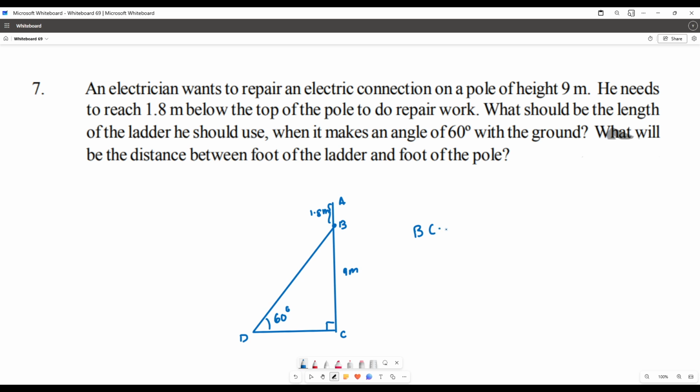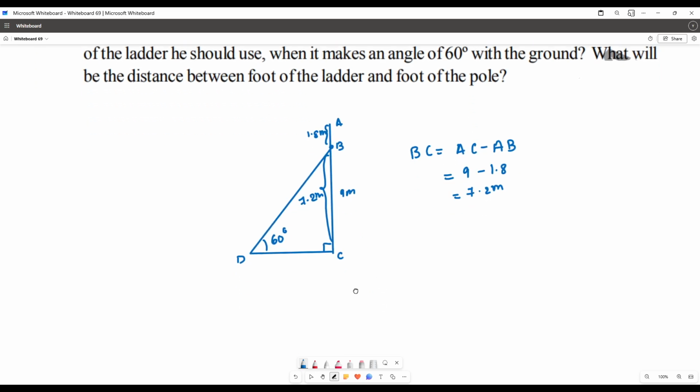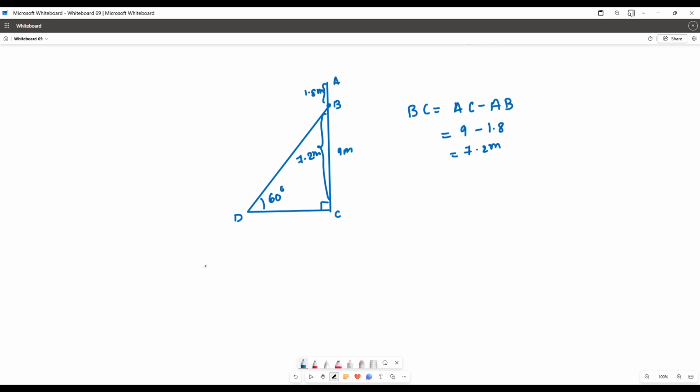So BC would be equal to AC minus AB. AC is 9 meters minus 1.8 meters, which is equal to 7.2 meters. So we have the length of BC, which is equal to 7.2 meters. And he wants us to find the lengths of the other two sides of this triangle. That's it, simple question.